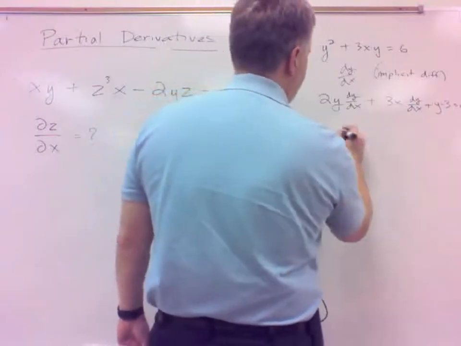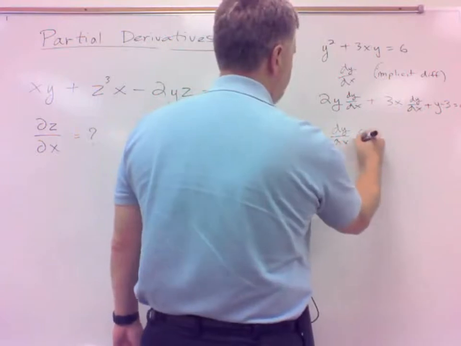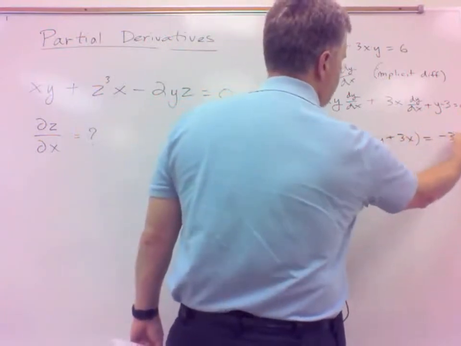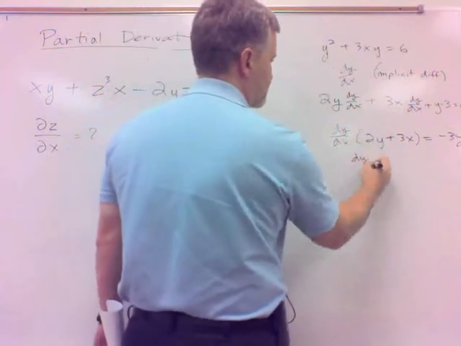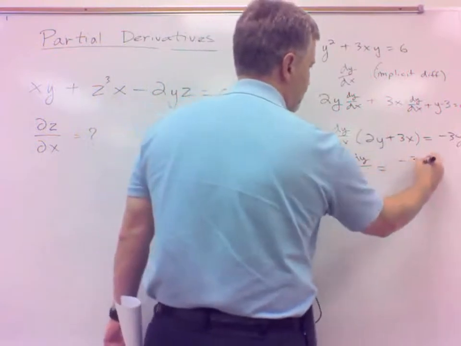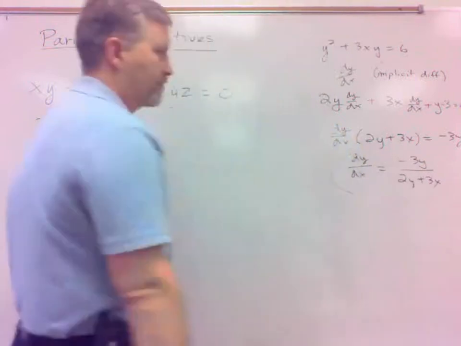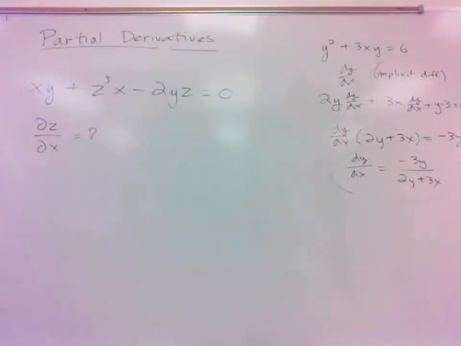So we can factor it out of that, and of course, move that over. So dy dx is 3y over 2y plus 3x. Okay, so it's a roundabout sort of way of getting our derivative of y with respect to x. Well, the same thing we can utilize over here. If I'm wanting the partial derivative of z with respect to x, what have I got to do here?